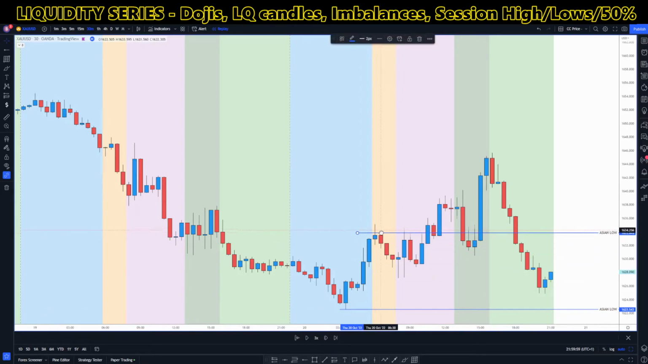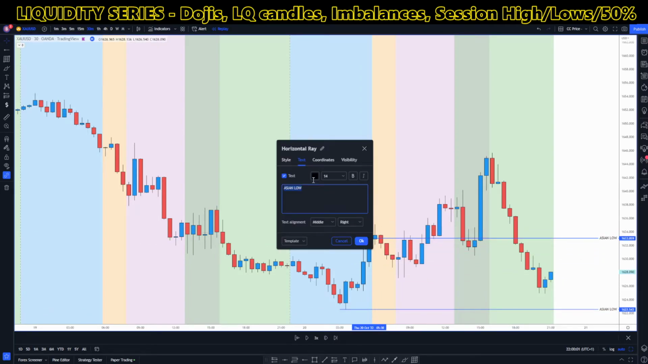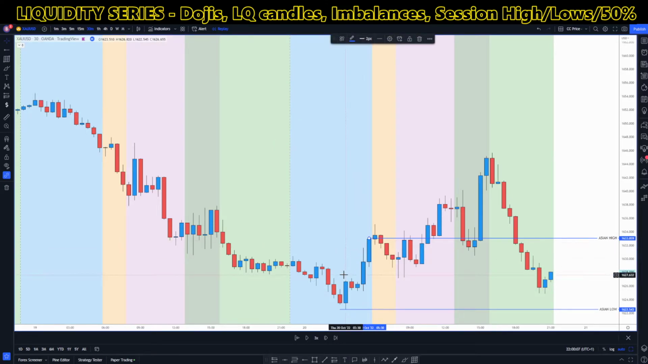So let me just mark that. That's going to be here. That's going to be my Asian high. Now, liquidity is often going to be sitting. If it's a trending Asian session, then the 50% mark of the session is going to be where a lot of liquidity is pulled. If it's more of a consolidation, I'm not too fussed about putting in my 50%. But if I have a trending Asian session, then I'm going to be looking at where the 50% of the Asian session is.